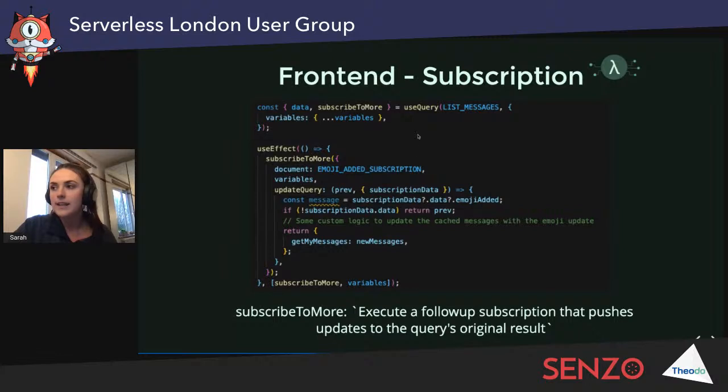And then what you can see here is that we have a subscription set up so that when an emoji is added, the subscription is called, and then we update the cached messages through some custom logic here, just simple JavaScript to update the messages that are already there. And that's about it, really. It was really nice to work with and a really enjoyable few days. So I would really recommend having a play around with AppSync.